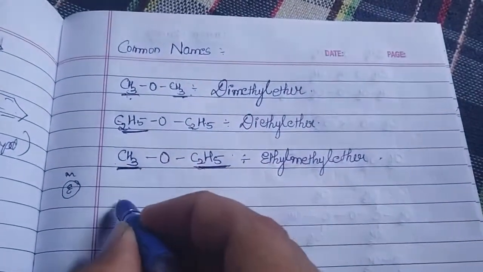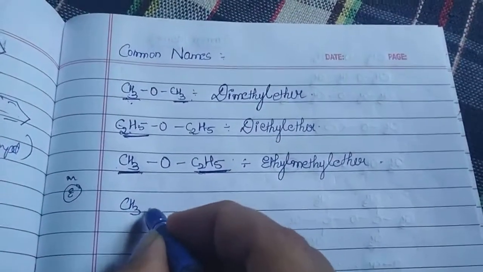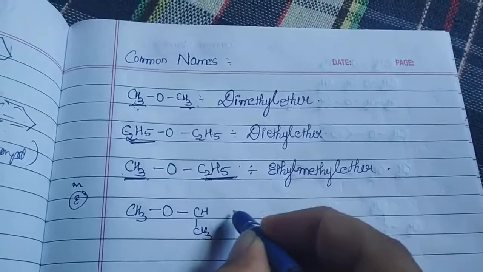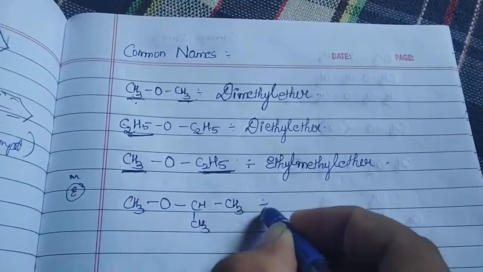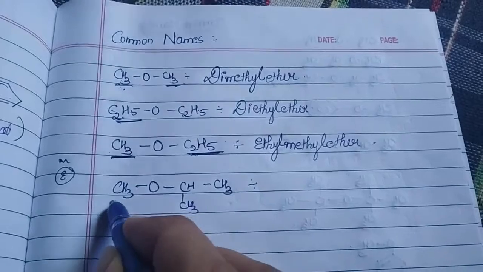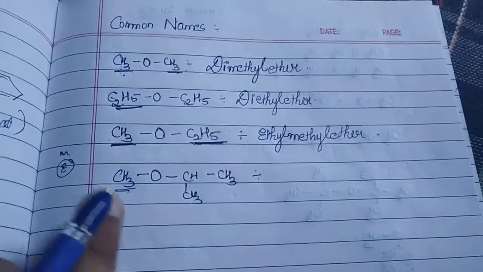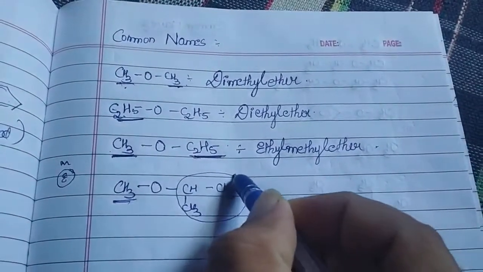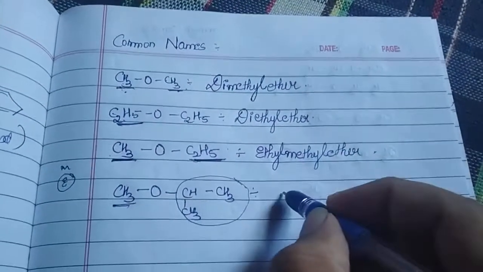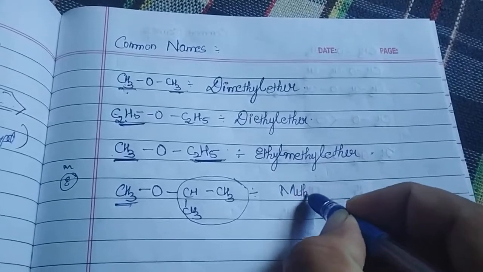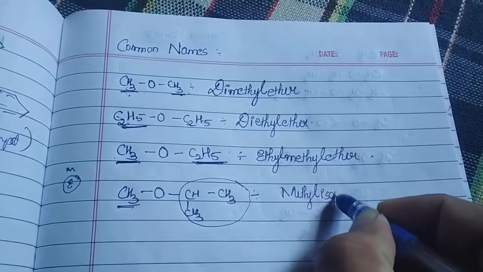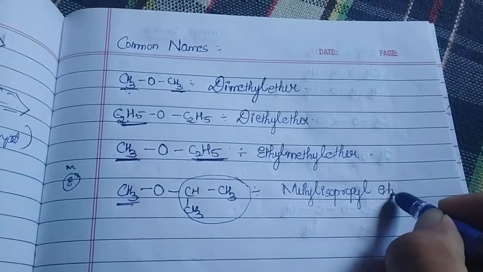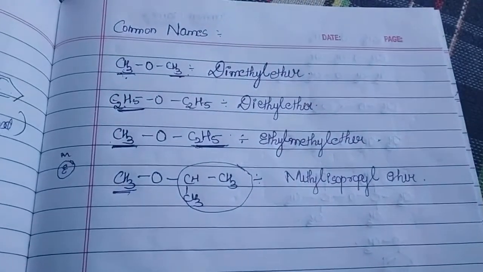Now let us check out one more important thing. CH3OCH(CH3)CH3. Let me talk about this part. Of course, this is methyl, yes or no? So this is my methyl, whereas this is isopropyl. So do remember, I would write it as methyl isopropyl ether.